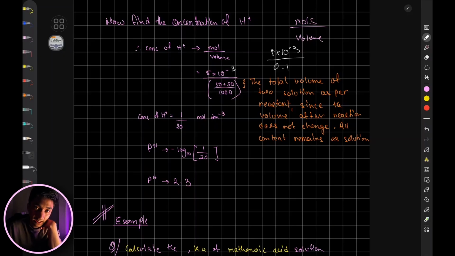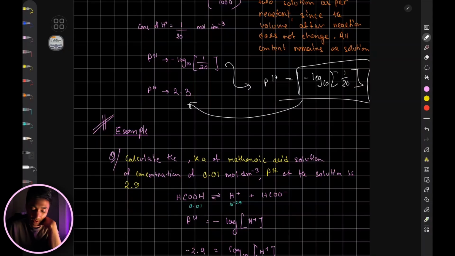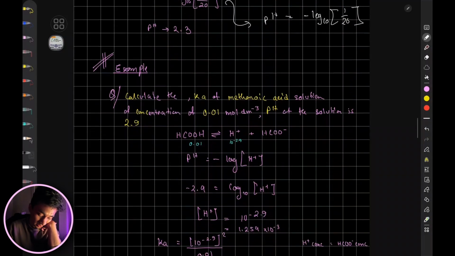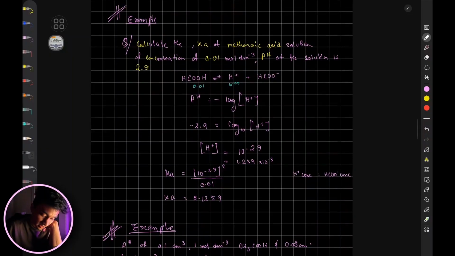So how do you find the pH? You find the pH very simply. You know the formula by now. pH is going to be minus log base 10 of 1 by 20. And there you go, you have it. You find the solution of this and it's going to be 2.3. So it's a very acidic solution because a lot of H2SO4 is left. Half of H2SO4 is left. That's one example.